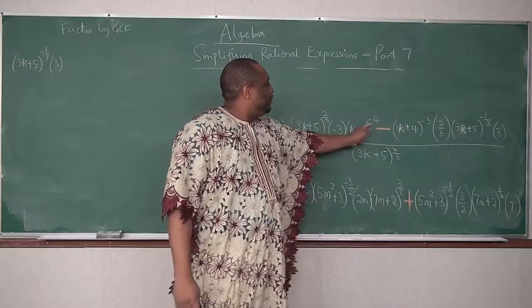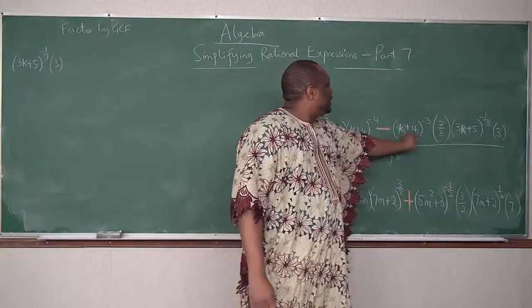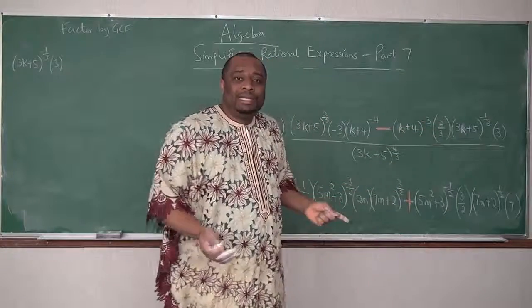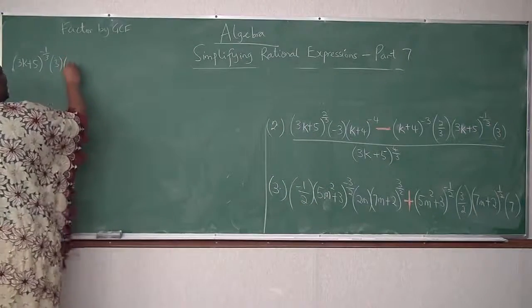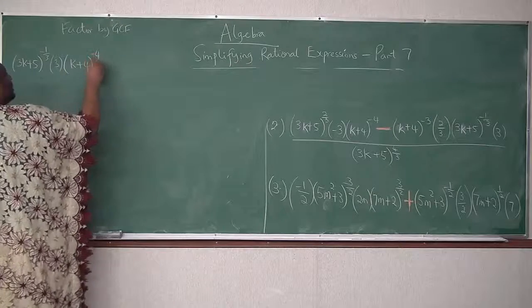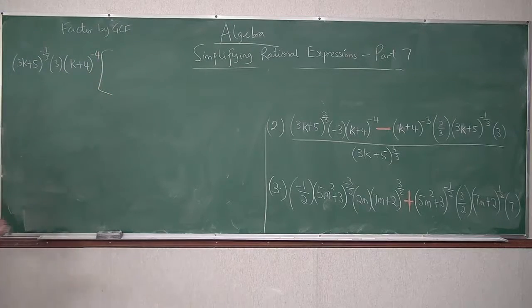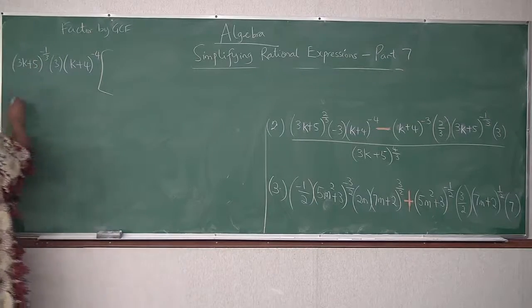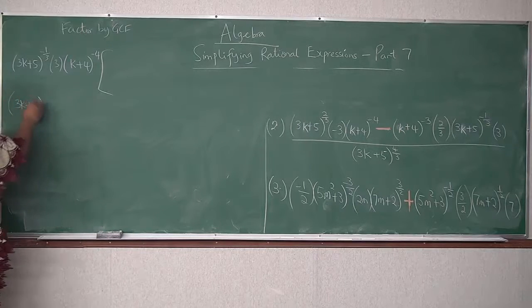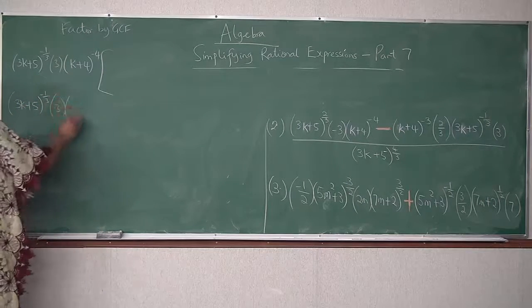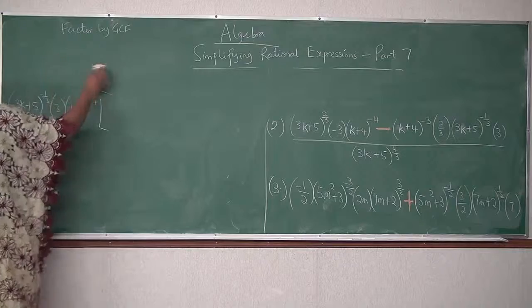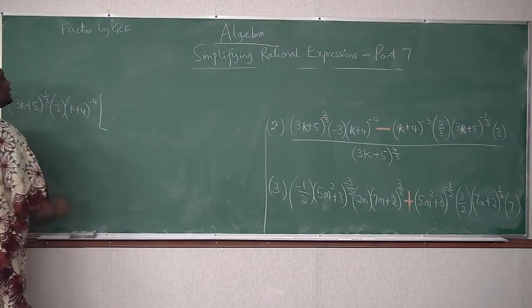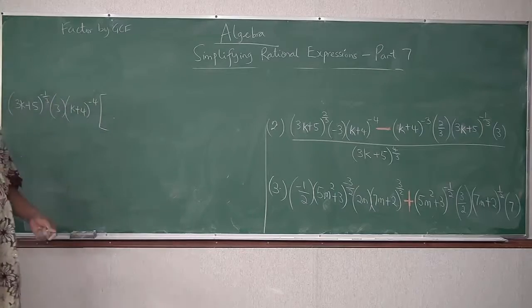And then this is (k plus 4) exponent negative 4. And this is (k plus 4) exponent negative 3. Which one is smaller? Negative 4 is smaller than negative 3. We bring it out. Any one you bring out, it doesn't matter, because we will still do it. Let me write this in the same line: (3k plus 5) exponent negative 1 over 3 times 3 times (k plus 4) exponent negative 4. You mustn't bring out what I bring out. Anything you bring out, you still have to solve it well.